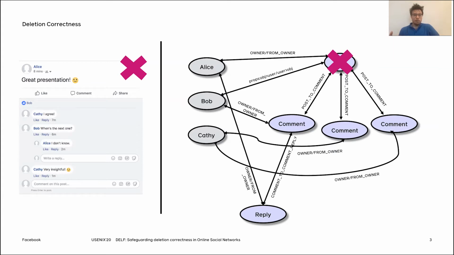The right answer is to delete all of the blue circles on the right. And the reason for this is that otherwise the comments would no longer be visible, because the post that they were made on is gone. And if the comments are no longer visible, there's no need to hang on to them any longer.